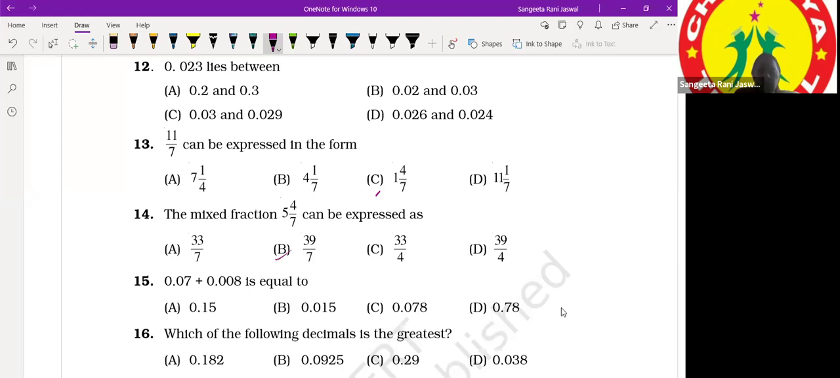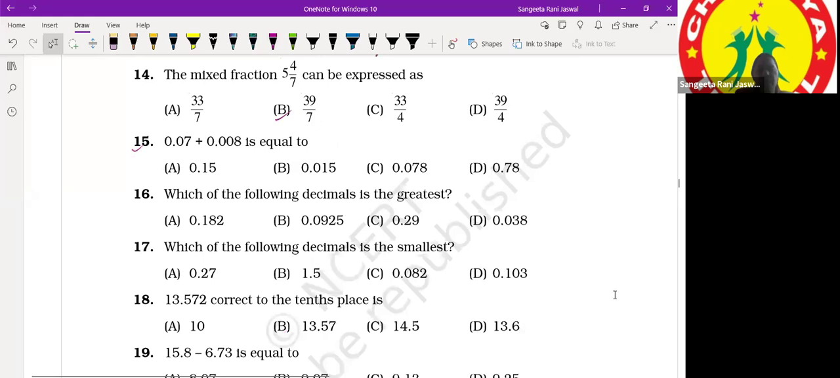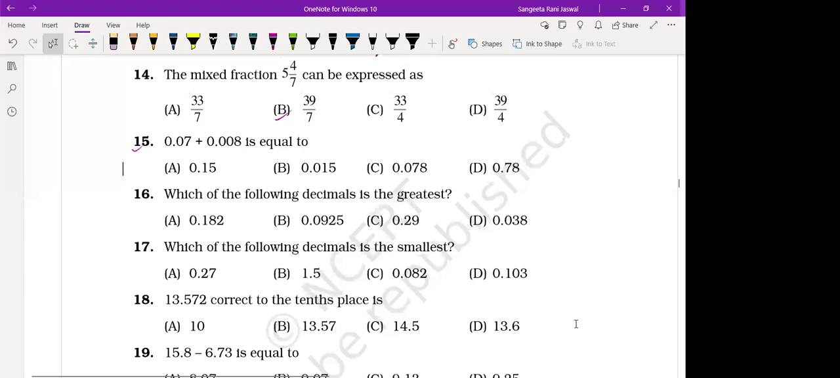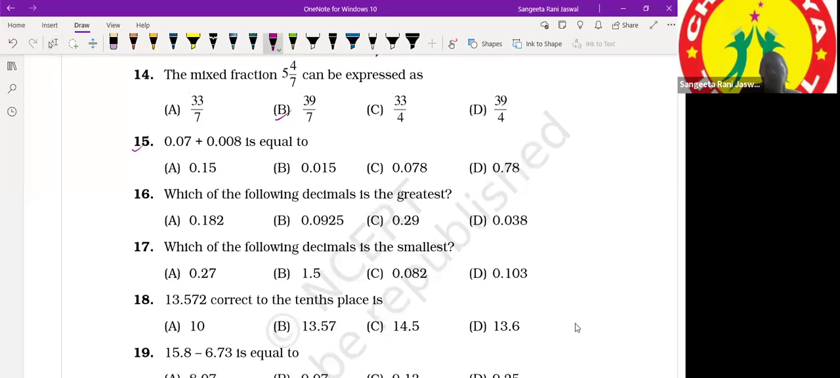Okay, Adya, tell me 15th one. Beta, these are all small questions. Shreyansh, you tell me. Ma'am, C option. Okay, C.